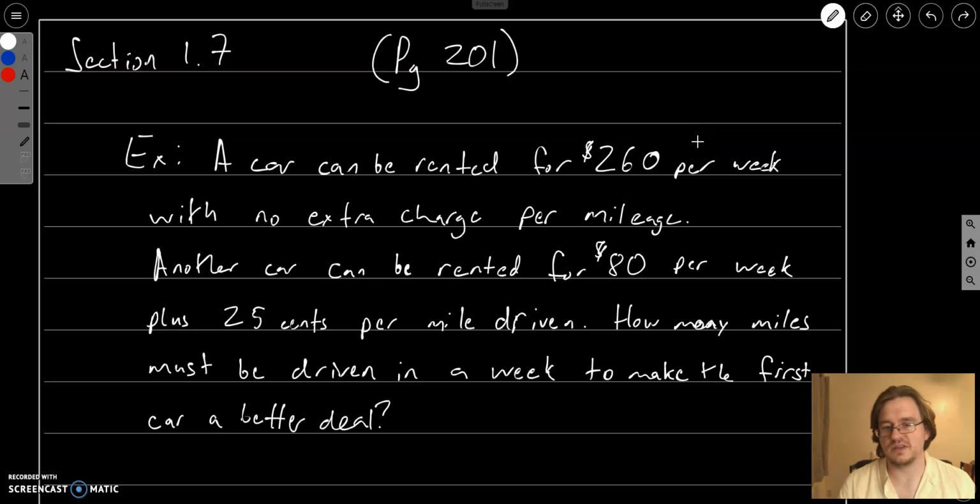Hello, this will be the final video on section 1.7, and this is just going through an example of a word problem so that we understand where inequalities can pop up. In this example, a car can be rented for $260 a week with no extra charge for mileage, but another car can be rented for $80 per week plus 25 cents per mile driven. So the question is, how many miles do you have to drive to make the first car a better deal than the second?